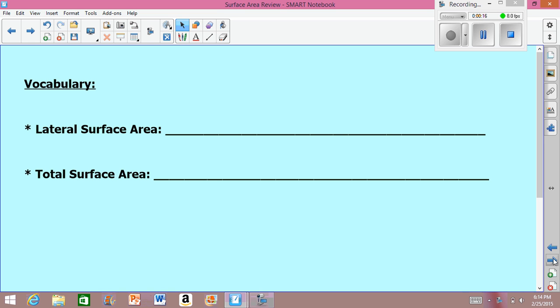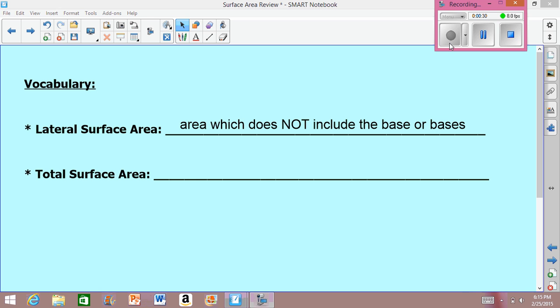For on-level, we really haven't talked about lateral surface area, but we are going to address it today. Pre-AP, you've talked about it in our lessons. So when we talk about lateral surface area, it's the area which does not include the base or bases. So today when we look at rectangular prisms and triangular prisms and find lateral surface area, we are not going to include the two rectangular bases or the two triangular bases.